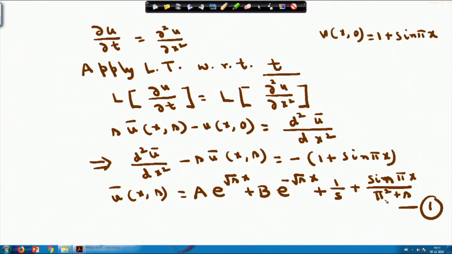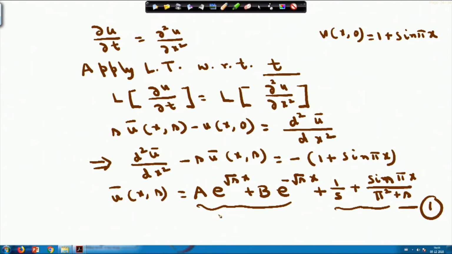I am not going to discuss this one, because the first part is the CF part and the second part is the PI part. So, if you find CF independently and PI independently, you will obtain u bar(x, s) equals a e to the power root over s x plus b e to the power minus root over s into x, plus the PI part, 1 by s plus sin pi x by (pi square plus s).